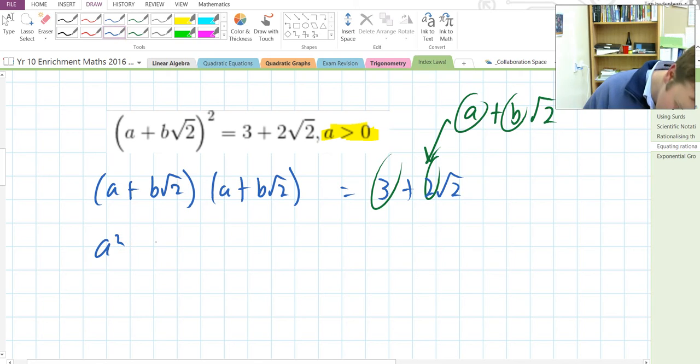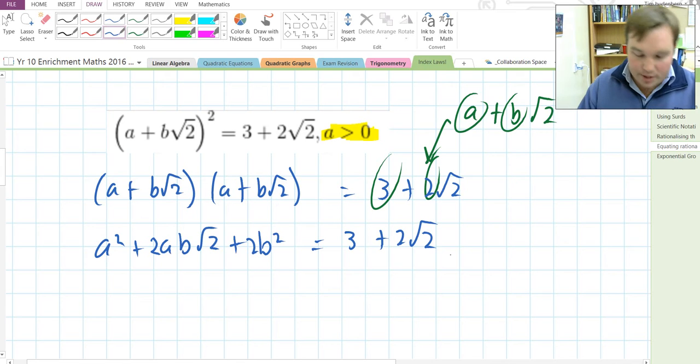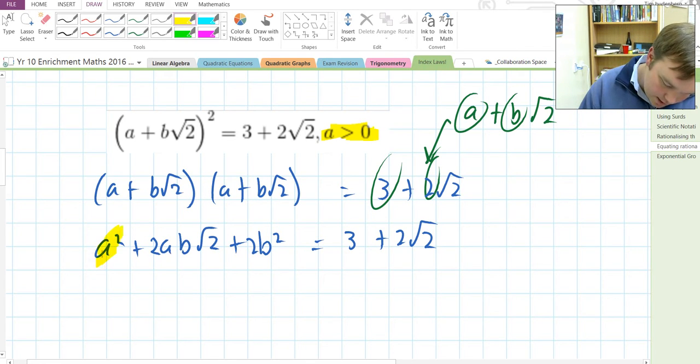a squared plus ab root 2, and that's going to happen twice, plus 2b squared equals 3 plus 2 root 2. You can check that FOIL expansion if you want. Now let's consider which part is real, which part is imaginary, which part is irrational. Sorry, which part is rational, which part is irrational. The rational part is this. The irrational part is the part associated with root 2.